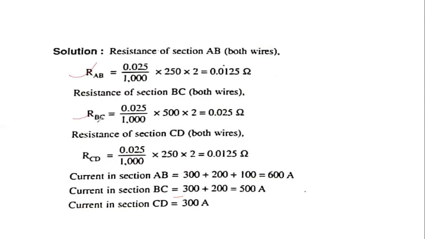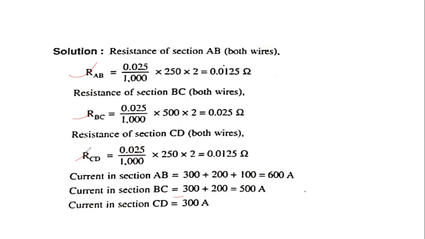Next, we calculate the resistance at section BC. That is resistance into 2 into the distance between points B and C, which is 500. Next, the resistance between C and D: resistance into 2 into the distance between C and D, which is 250. These are the resistances at various sections.